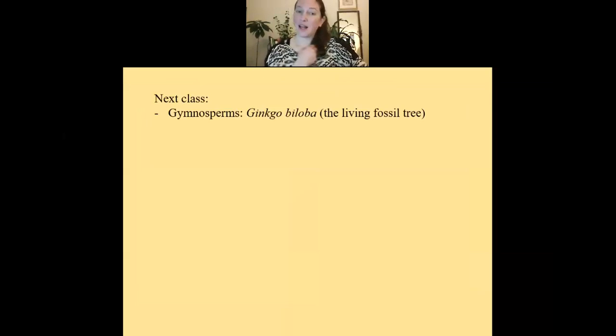And in the next class, we're going to go through the next part of the gymnosperms, which are ginkgo biloba.